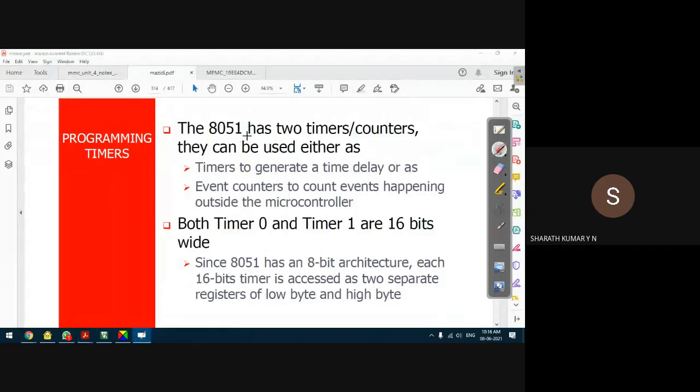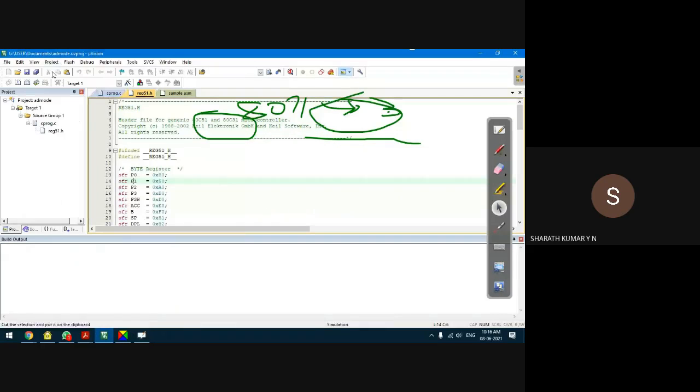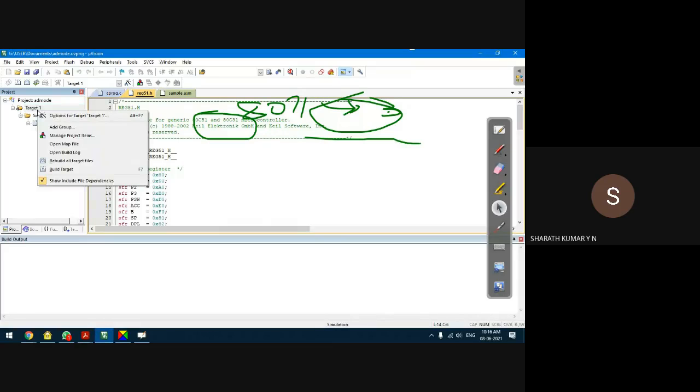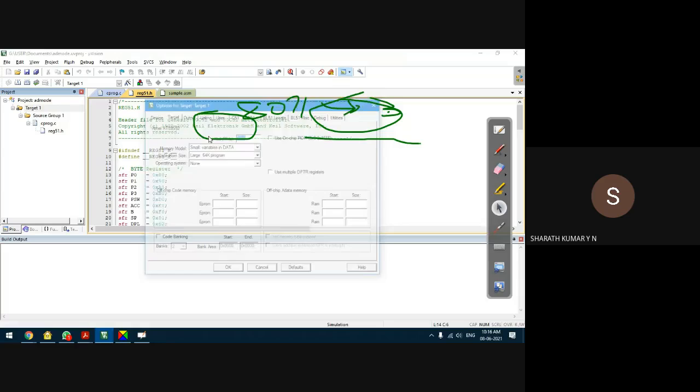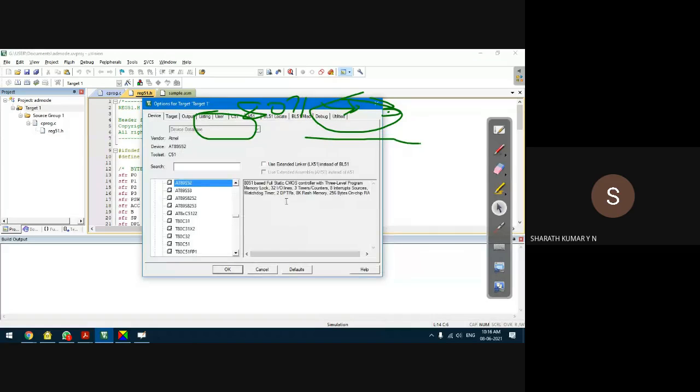In 8051 especially, it has two timers. Why does the author say 8051? Because if you go for another controller, let's say 8052, for example, there may be three timers. How do we know this? If you open the Keil compiler, I'll show you that also. Let us say we create a project. Right click on the project, options for target, device.